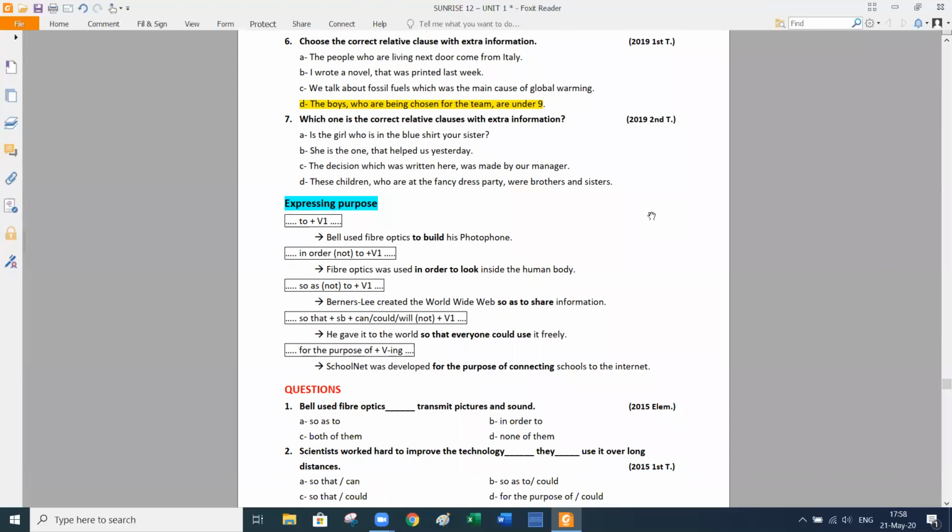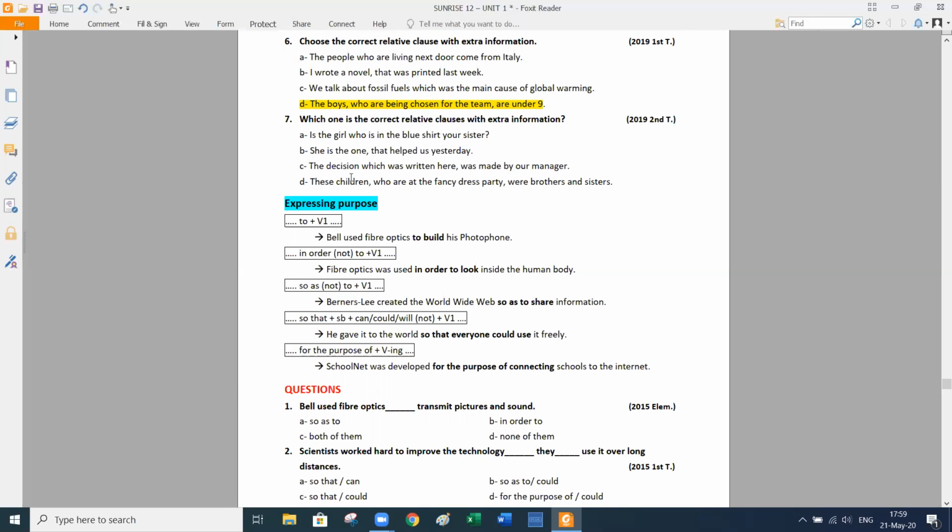The last one, which one is the correct relative clause with extra information? Is the girl who is in the blue shirt your sister? That's a full relative clause, not extra information. She is the one, comma, that helped us yesterday. Okay, they used the comma here, but they used that, so that's a mistake. The sentence would be better if you say, she is the one that helped us yesterday, or who helped us yesterday without a comma, because the one needs to be defined.